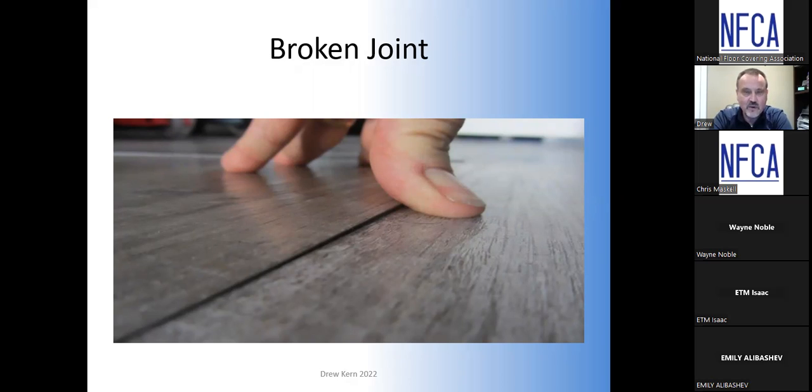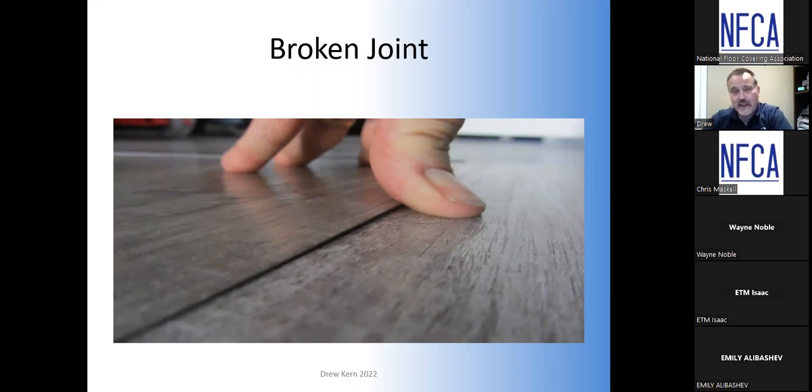Yeah. And with this broken joint, I mean, it could be dozens of reasons. It could be debris caught in there. It could be a point load that occurred after installation. It could be not engaged properly and then broke afterwards.